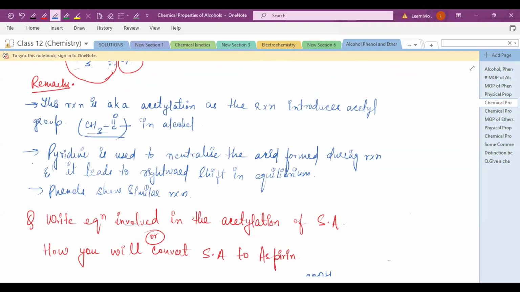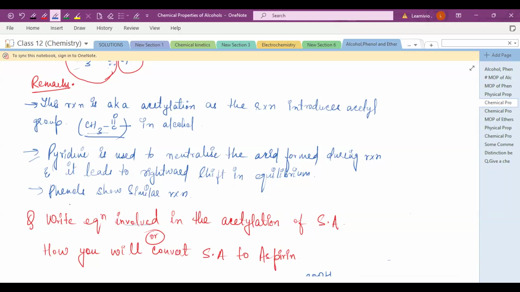Okay, and why do we use the pyridine? So pyridine is used to neutralize the acid which is formed during the reaction, and it leads to the rightward shift in equilibrium. It doesn't let the reaction shift backward. Why do we use pyridine? To neutralize the acid formed, because you can see carboxylic acid is being formed in this reaction. So to neutralize this acid we use pyridine, and this pyridine helps us to shift the reaction in the rightward direction, in the forward direction.